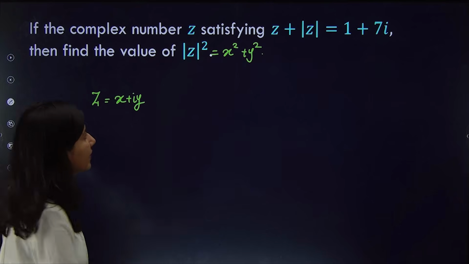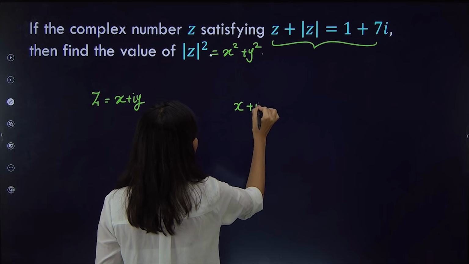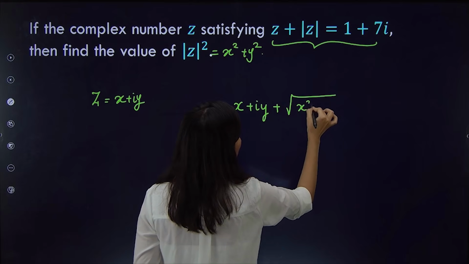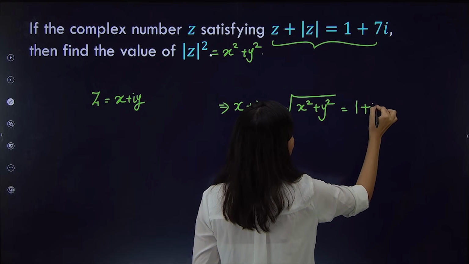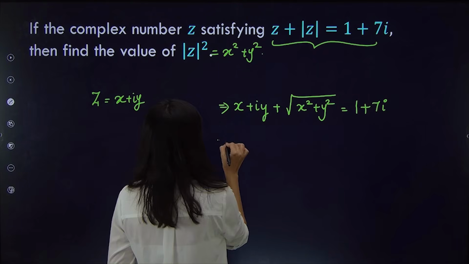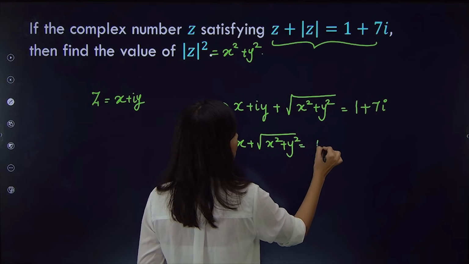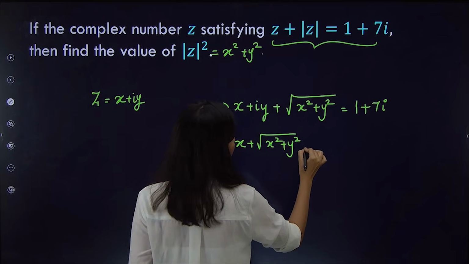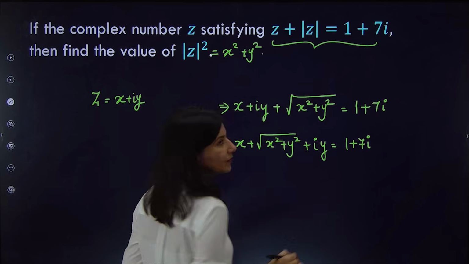Okay. Now let us talk about this. We need to solve this, correct? z is your x plus iota y, plus mod z, which is what? Square root of x square plus y square. Mod z is always a real quantity, obviously, it's a distance. This is 1 plus 7 iota. Now, two things are equal, just compare. x plus root of x square plus y square, plus iota y, is equal to 1 plus 7 iota.